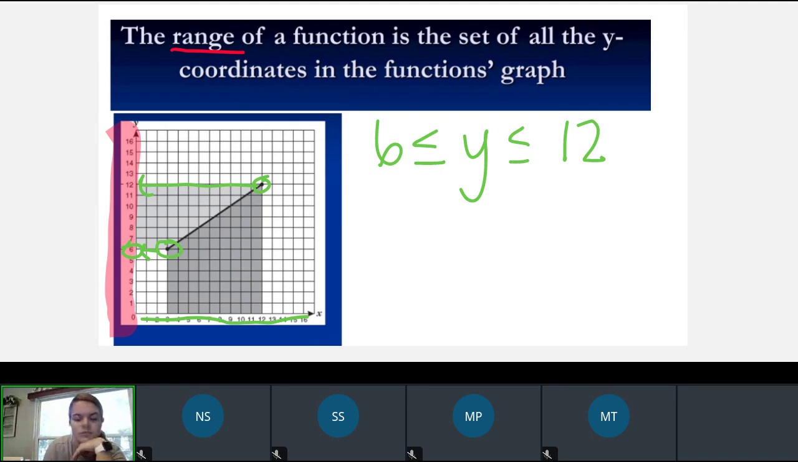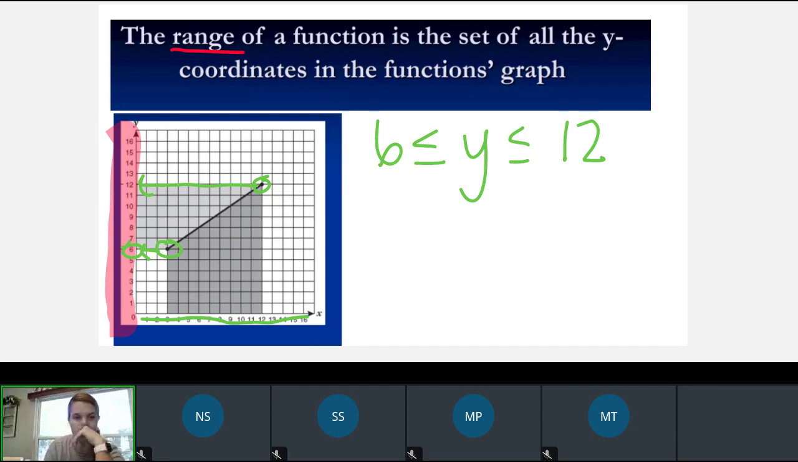Good question, Marley. So if the circles are open, we would just use a less than sign. Or in our interval notation, we would use parentheses and not the square brackets. Good question. We're actually going to see that circumstance on the next slide.